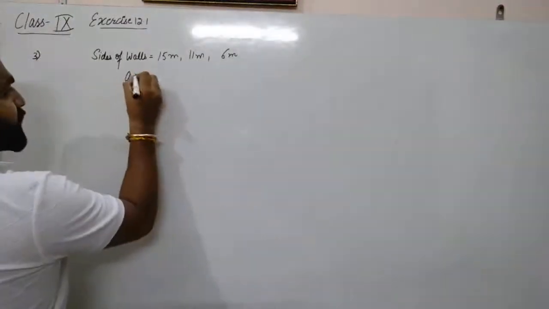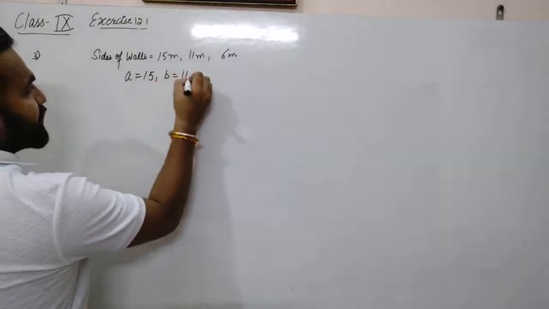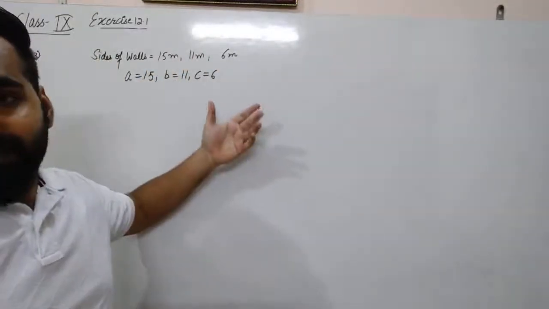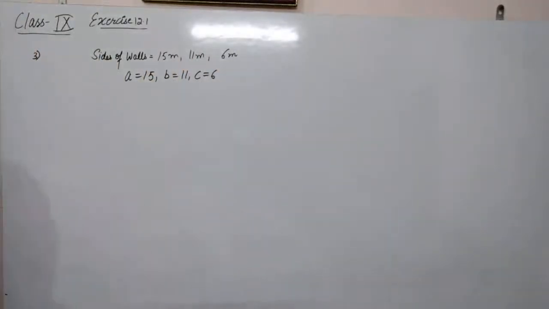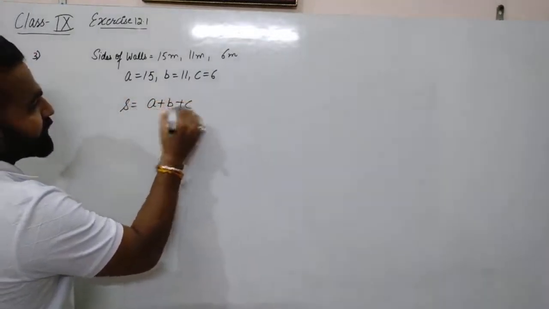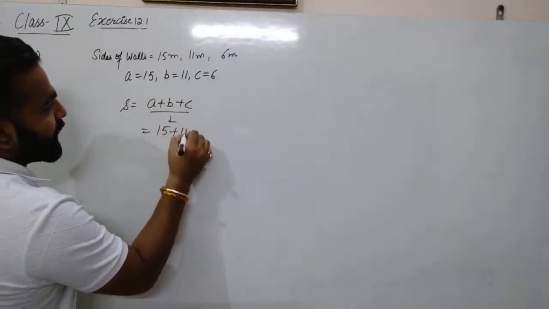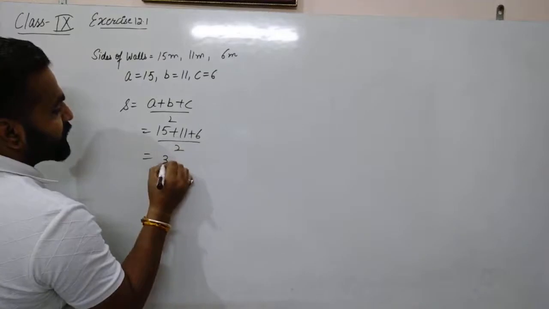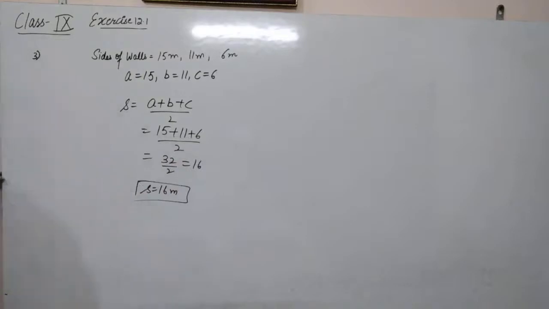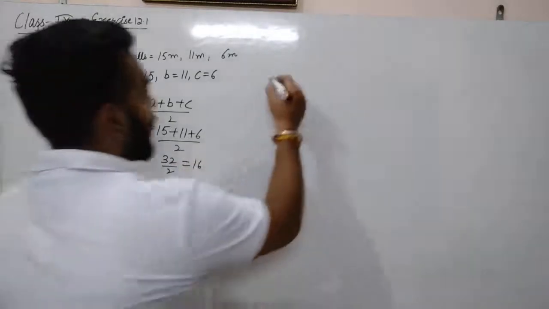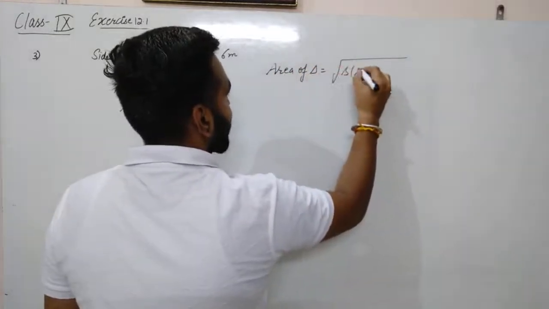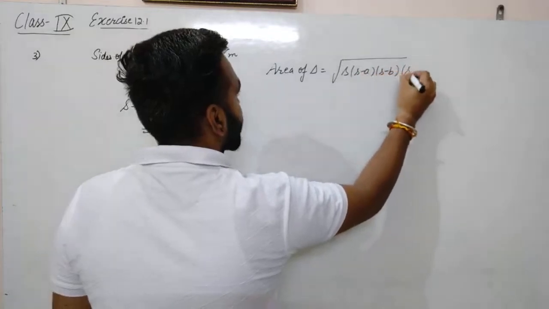So let us say A is 15, B is 11, C is 6. You can take any of the wall's sides as A, B and C here because it is not mentioned. So first of all we will calculate the semi-perimeter, that is A plus B plus C by 2. 15 plus 11 plus 6 by 2. This will be 32 by 2, 16. So S is equal to 16 here. So find area of triangle: root of S into S minus A, S minus B, S minus C.